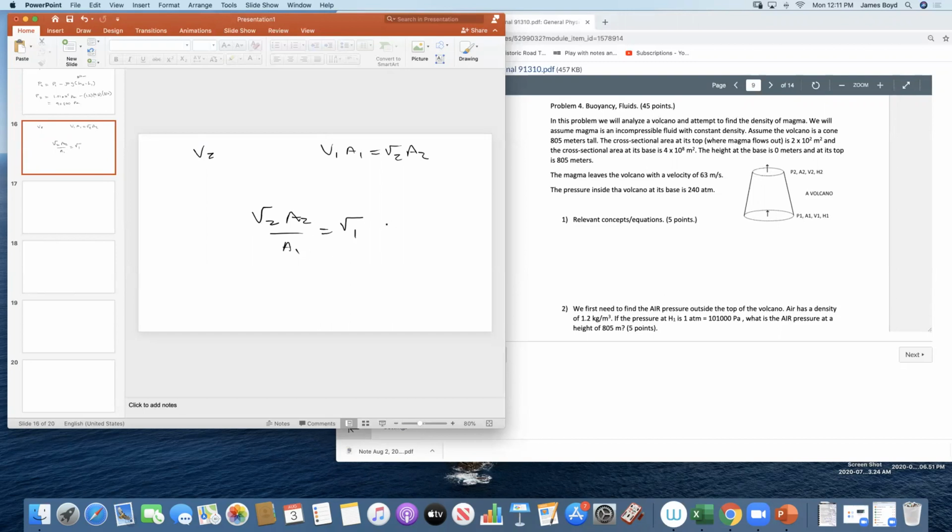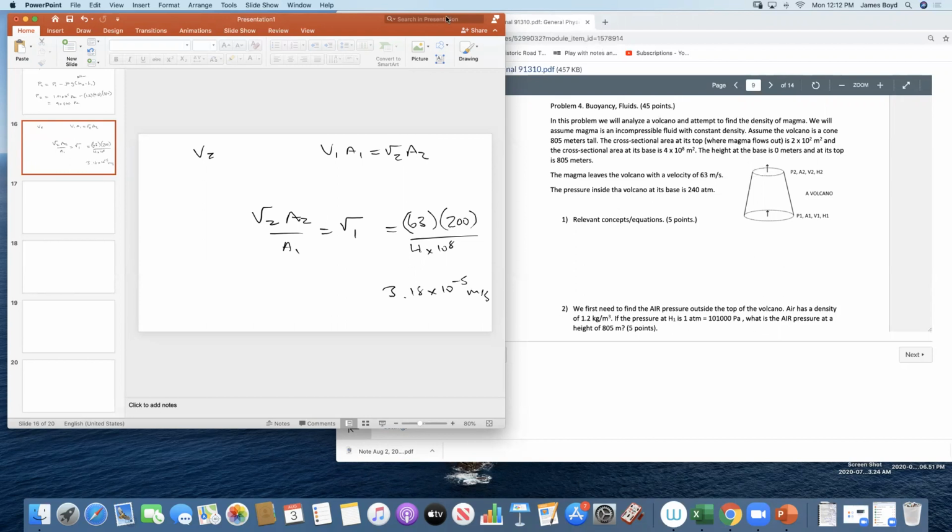But this stuff here, V2 is 63. A2, we said was 2 times 10 to the 2nd, so 200, over 4 times 10 to the 8th. Just looking at this, I can see that that's 63 divided by 4 times 200 is 3,153 times 10 to the 3rd over 10 to the 8th. This is going to be like 3.18 times 10 to the minus 5th meters per second.